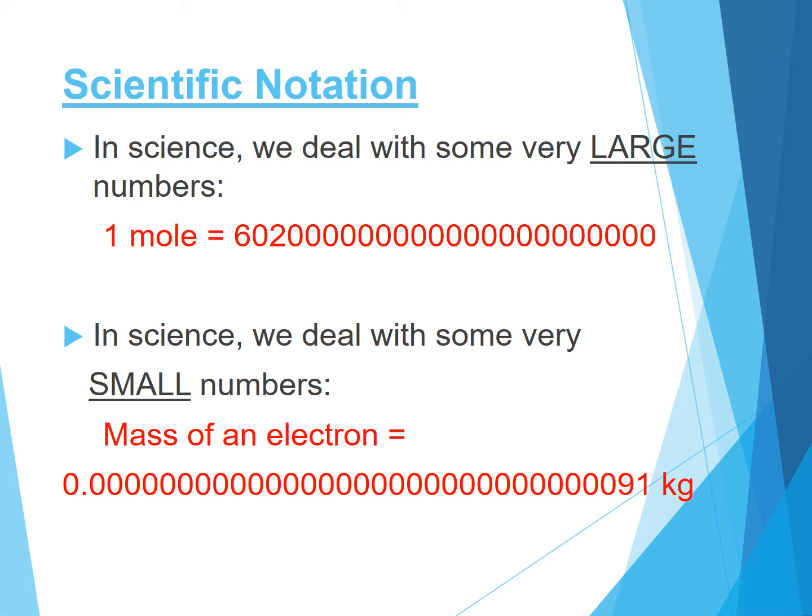Today we're going to be talking about scientific notation. In science, we deal with some very large numbers, such as 1 mole equaling the number you see on the screen. In science, we also deal with some very small numbers. For example, the mass of an electron equaling the small number you see on the screen.